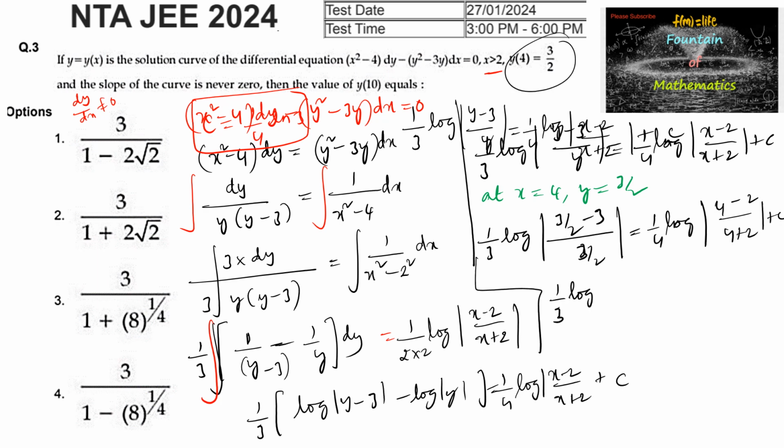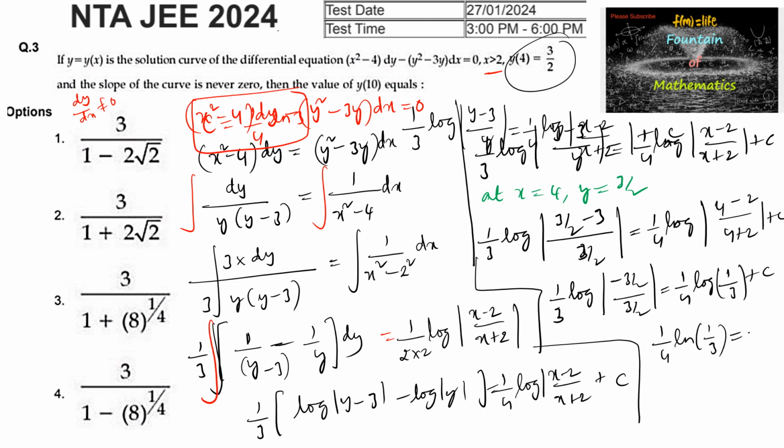Or we can write 1/3 log|(3/2 − 3)/(3/2)|, where 3/2 − 3 is −3/2, is equal to 1/4 log of (4 − 2) is 2 upon 6, that is 1/3, plus c. Or we can write 1/3 log of (−3/2)/(3/2) is −1, mod is 1, so log 1 is 0. So the left side is 0. So we can write 1/4 log of 1/3 = −c, or 1/4 log 3 = c, or we can say that c = 1/4 log 3.